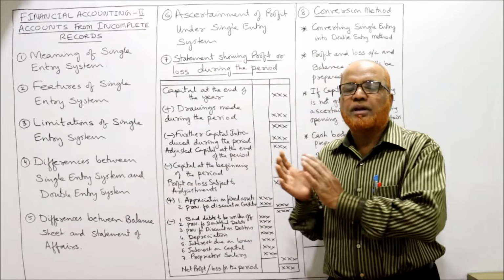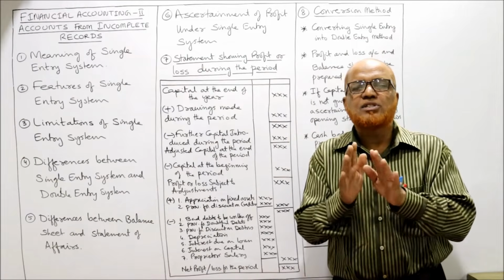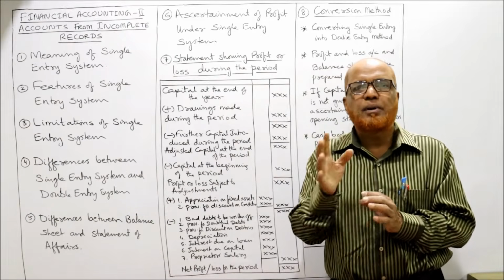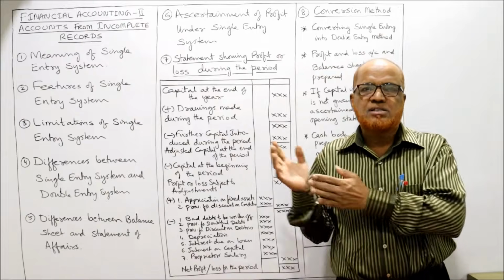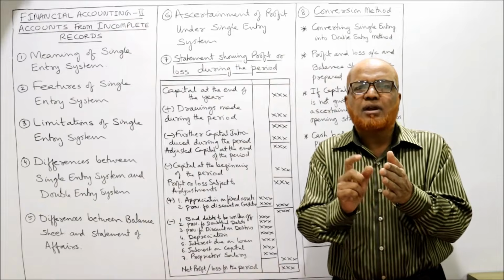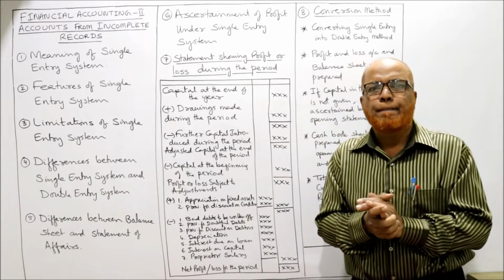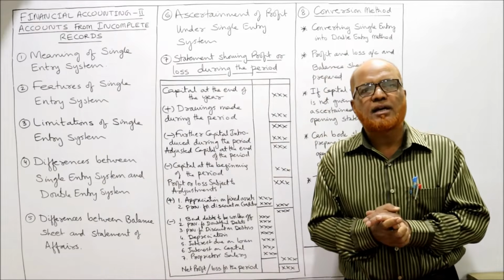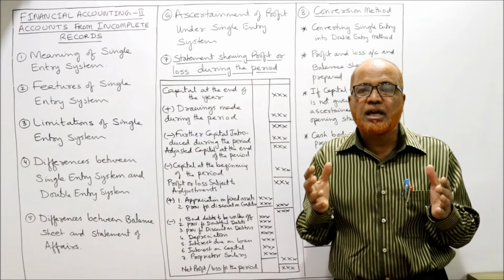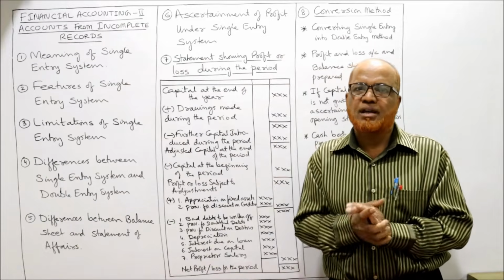Now we are coming to our topic, the single entry system. The single entry system is that system which does not follow the rules of the double entry system. In simple words, it is not a system at all. It is simply recording some transactions, ignoring some transactions, and recording some partially while ignoring some parts. Accounts are kept randomly, and that is called single entry. Some authors call it accounts from incomplete records or a defective accounting system. So different names are given.